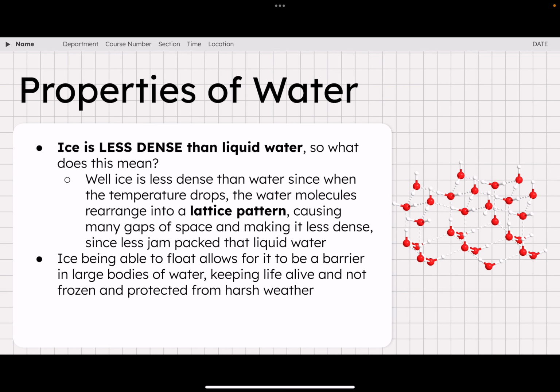Alright, next one is a very important property about ice. So ice is less dense than liquid water. So what does that mean? Well, when the temperature drops, instead of the water just freezing as it is, the water molecules rearrange into a lattice-like pattern shown in the diagram next to us, causing many gaps of space in the setup, making it less dense. It's a high surface area with many holes, and that's what makes it less dense, right? Because of that, it's able to float in liquid water. And because of that, it can act as a protective barrier in very cold temperatures, allowing the liquid water to stay liquid while the ice protects from the harsh weather, allowing life to continue. So that's really what the ice density does.